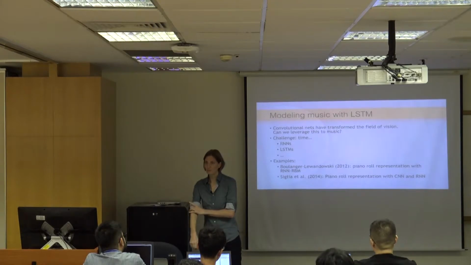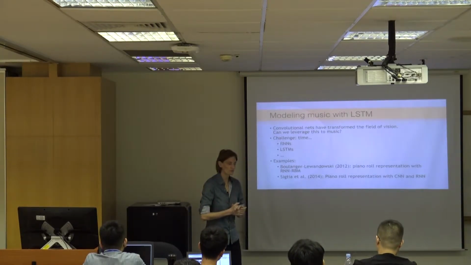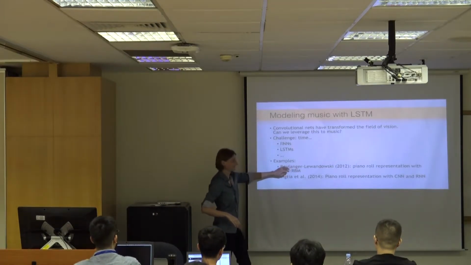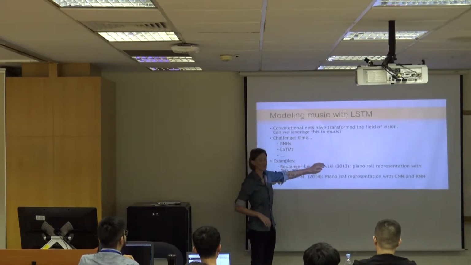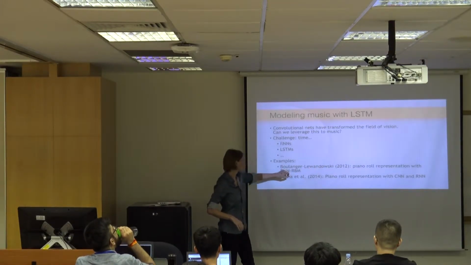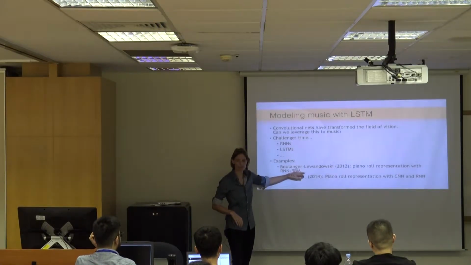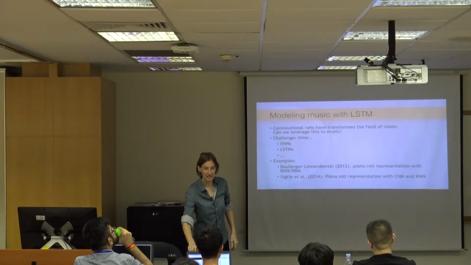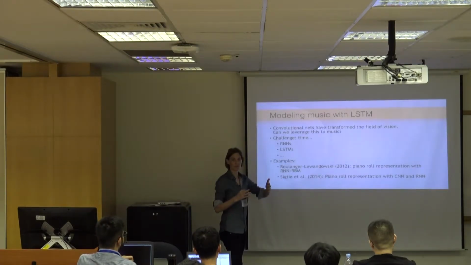Now there are some examples that I'm sure you've seen if you do some research. There's a famous paper by Boulanger-Lewandowski and his co-authors, which uses piano roll representation with an RNN-RBM, a recurrent restricted Boltzmann machine. Okay. So this was kind of a breakthrough paper, because they were the first to do this combination.